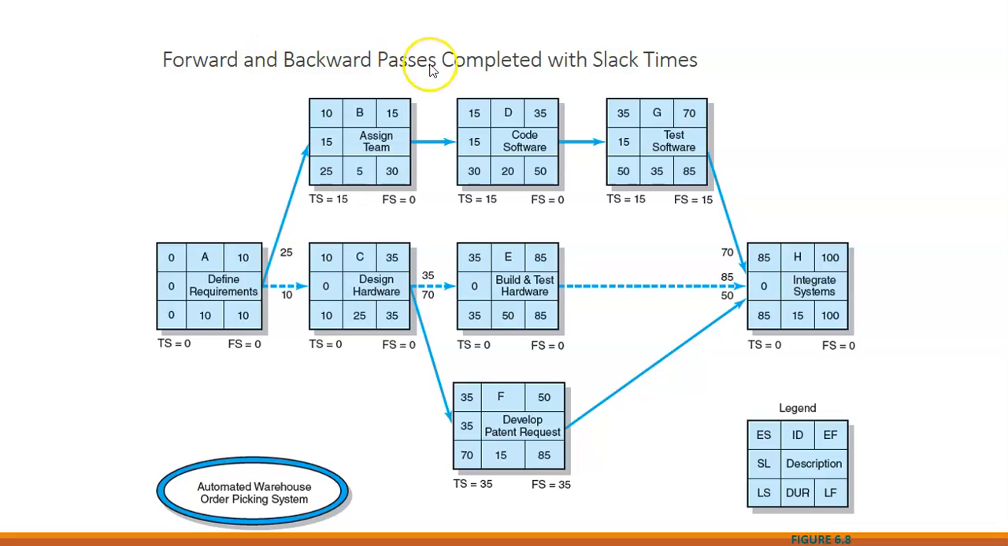So now we have forward and backward passes completed with slack time. So we have the earliest start for H is 85 days. The earliest finish is 100 days. That gives us 0 slack time for the end project. But here we can see that because C takes 25 days and B takes 5 days, that gives us some slack time before we have to complete B and still finish the project on time.